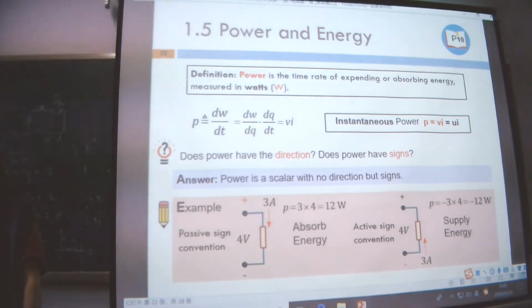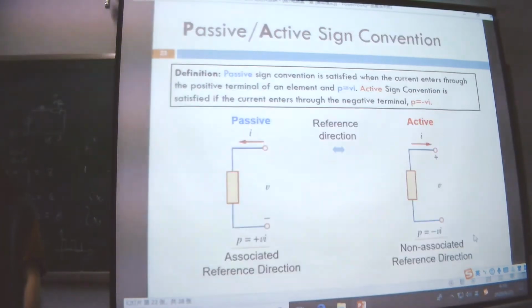Okay, but it's not the same, right? This one is absorbing energy, and this one is supplying energy. That means I have this one and I give it to him. That means I minus this supply. So this one is minus.